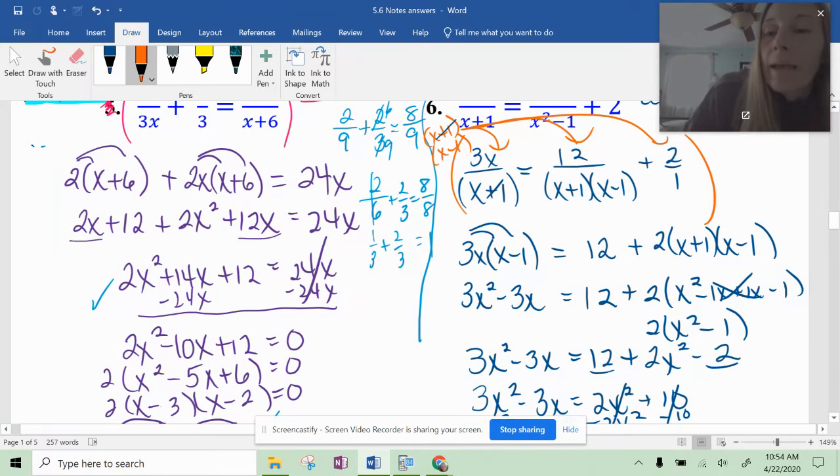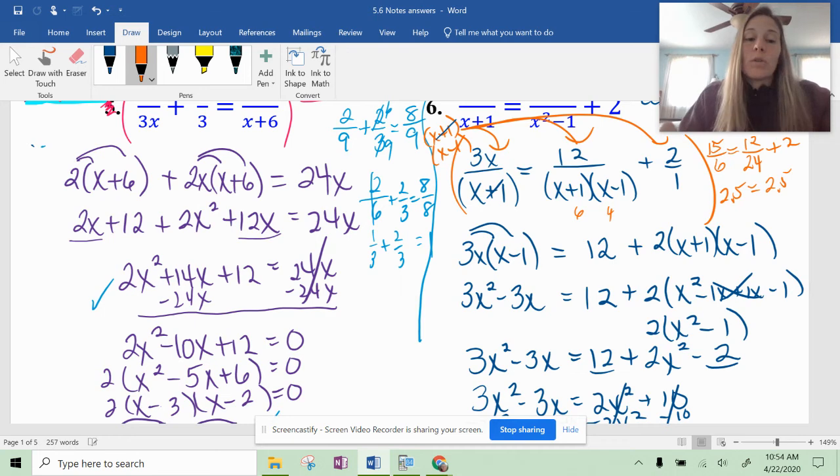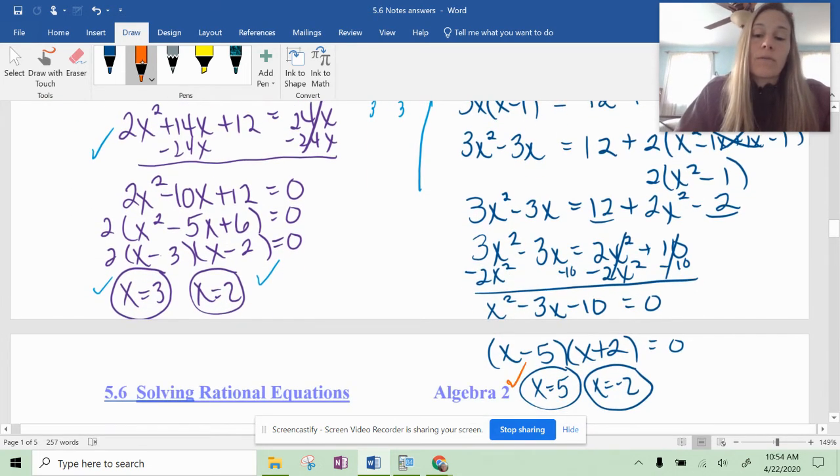So if I put in 5, 3 times x would be 15. 5 plus 1 is 6. Then I have over here 5 plus 1, which would be 6. 5 minus 1 is 4, so that's 24 plus 2. So if you do this as a decimal, you get 2.5, and then this is 1/2 plus 2, which is also 2.5. So we know that that first answer definitely works, which was the x equals 5.